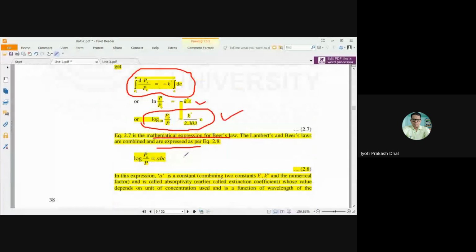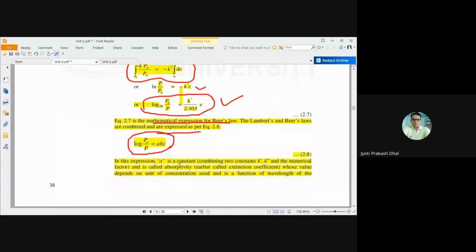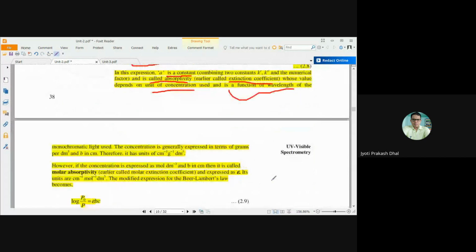So in the combined form, the mathematical expression of the Lambert-Beer's law can be written as log P naught by P equals to abc, where a is the constant, that is the multiplication of k dash into k double dash, that is called absorptivity, or that is also called the extinction coefficient, whose value depends upon the unit of concentration used and is a function of the wavelength of the monochromatic light used.